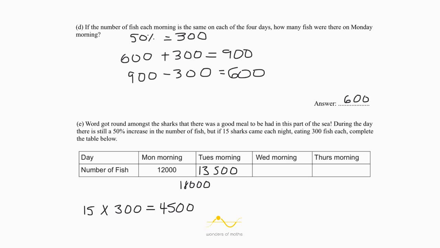Again, if we do 13,500 divided by 2, we get 6,750. If we add this back on to 13,500, we get 20,250 fish in the evening. After we lose 4,500 fish, on Wednesday morning we have 15,750 fish. If we do this same method, then you'll find that on Thursday there are 19,125 fish left in the morning.